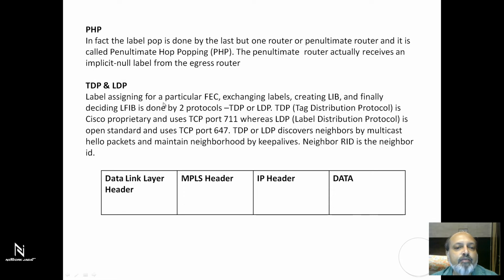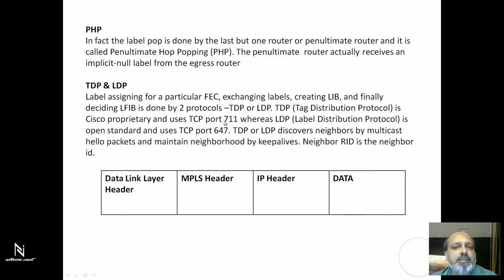So label assigning for a particular FEC, exchanging the labels, creating the label information base, which I am coming to very soon, and finally deciding the label forwarding information base, once again coming to this very soon, is done by two protocols, TDP or LDP. TDP, full form Tag Distribution Protocol, is Cisco proprietary and uses TCP port 711, whereas LDP, or Label Distribution Protocol, is an open standard and uses TCP port number 646.